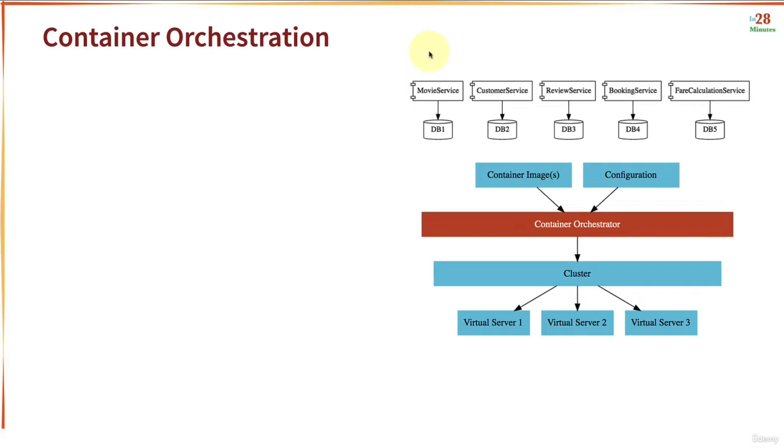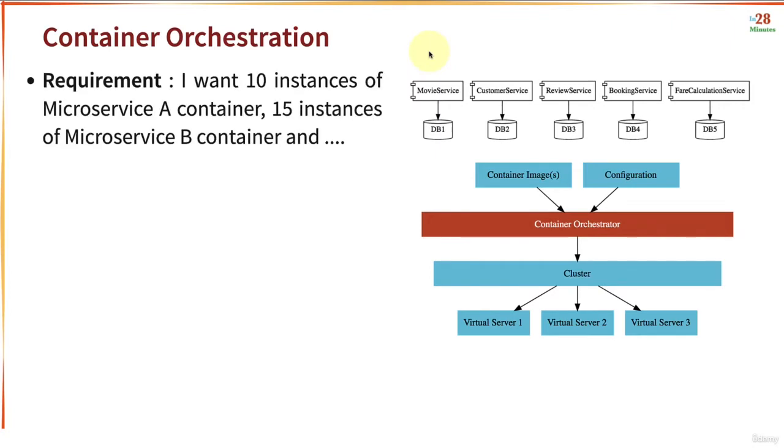The thing is, when you go for a microservice architecture, there are a number of complex needs. Let's look at one of these requirements. I'd want to be able to run 10 instances of microservice A container, 15 instances of microservice B container, and so on and so forth. Let's look at some of the important features that are typically needed in microservices architectures.